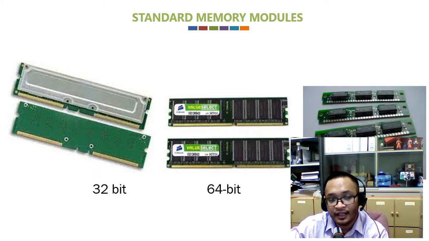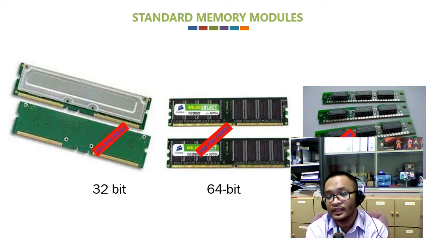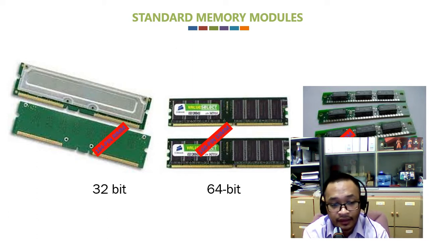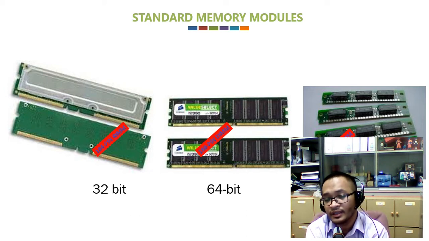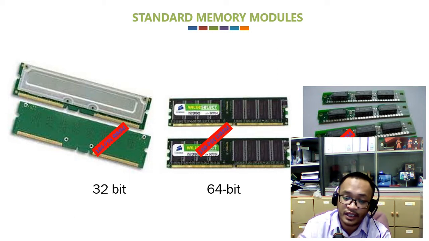So these are three examples of RAM modules. We have RIMM, we have DIMM, and we have SIMM. The oldest one is SIMM, single inline memory module. The de facto standard that is currently being used is DIMM, dual inline memory module, and the newest one is RIMM, Rambus inline memory module. However, RIMM is not popular compared to DIMM and SIMM, and nowadays we don't use SIMM anymore.